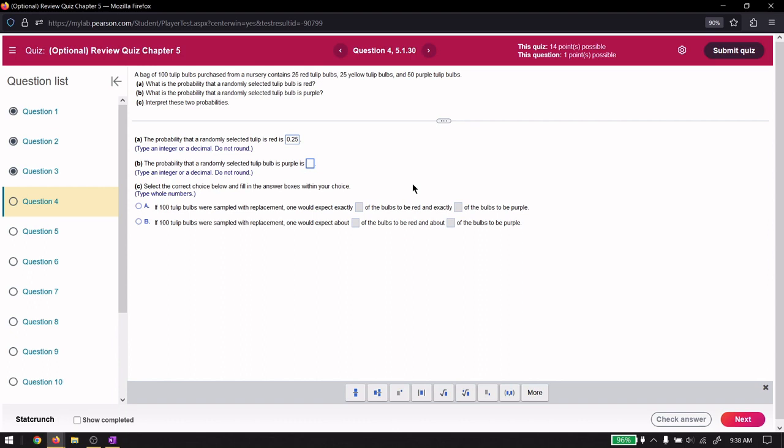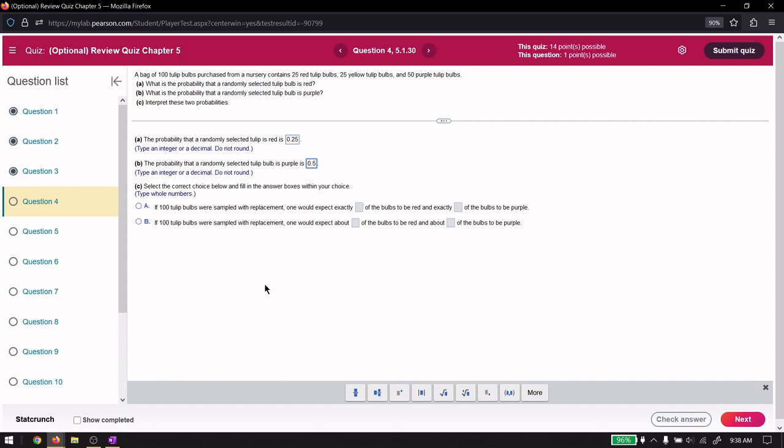For the probability of a purple tulip, well, there's 50 possibilities that we want, 50 purple, out of 100 possible. So 50 over 100 is going to be 0.5. And now we have, if 100 tulip bulbs were sampled with replacement, so with replacement means that each time you sample it, the probability is the same. If it was without replacement, you're changing the probability each time. So with replacement is an important one here.